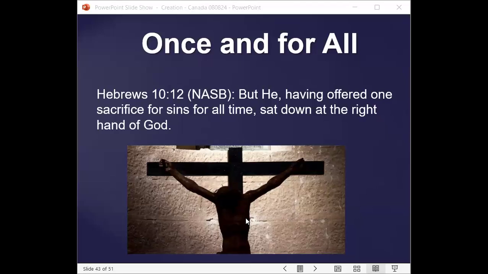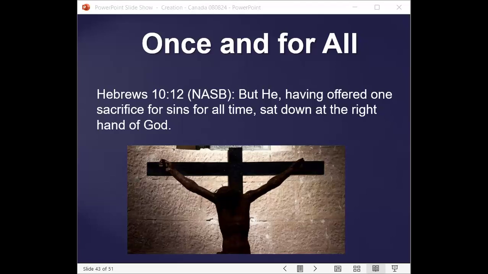Hebrews 10:12, please. He, having offered one sacrifice for sins for all time, sat down at the right hand of God. So this verse refers to Jesus Christ, who made a single all-sufficient sacrifice for the sins of humanity. I believe this means an all-sufficient sacrifice in time and space, past, now, and future, and all of the galaxies.